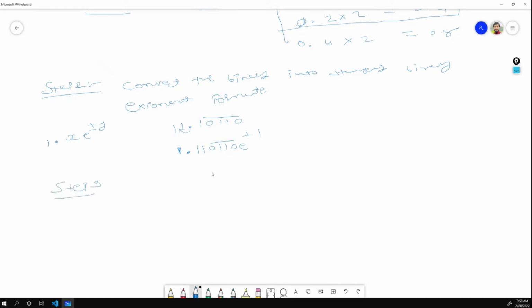Then step 3. So what is my here? 1.x e raised to plus or minus y. Here my x is this part.